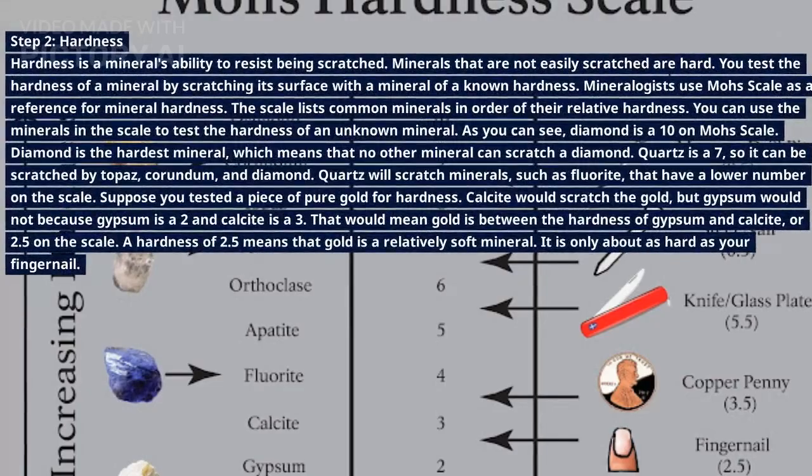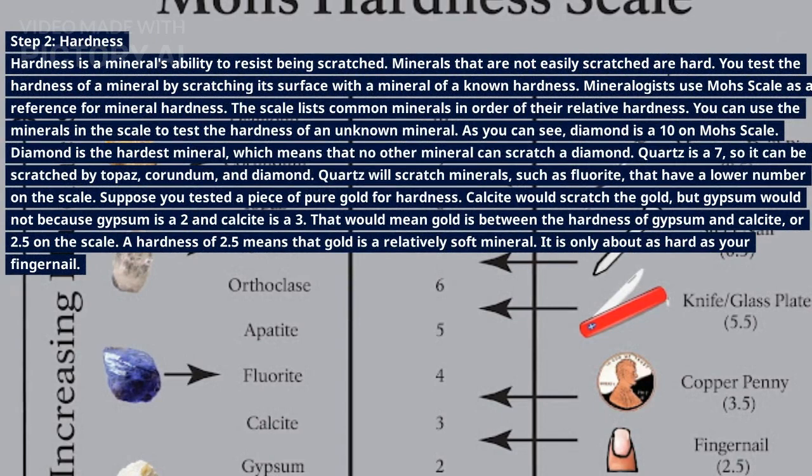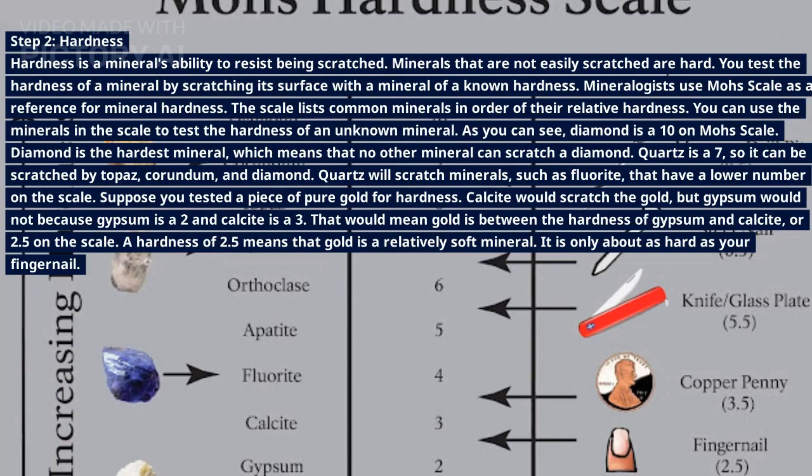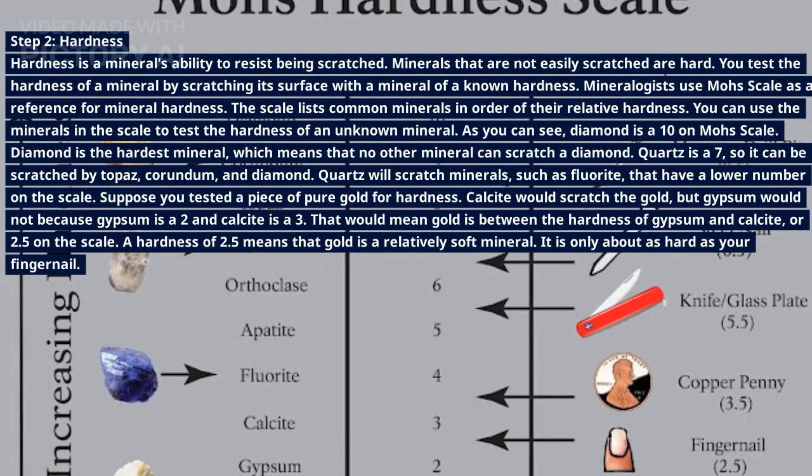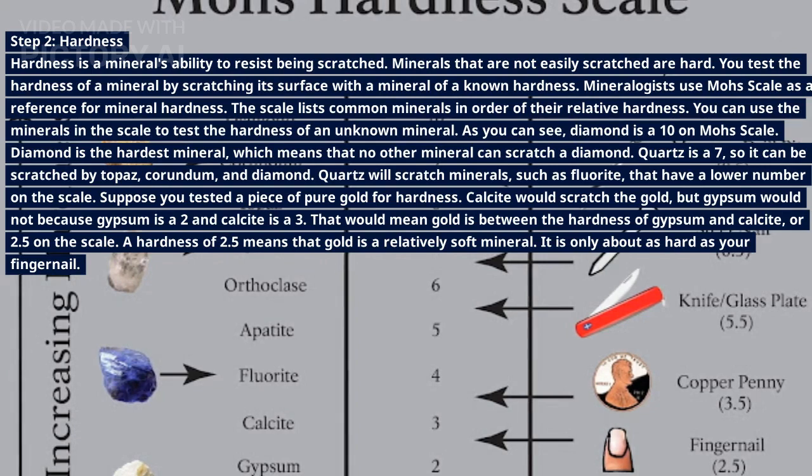Step 2. Hardness. Hardness is a mineral's ability to resist being scratched. Minerals that are not easily scratched are hard. You test the hardness of a mineral by scratching its surface with a mineral of a known hardness. Mineralogists use Mohs scale as a reference for mineral hardness. The scale lists common minerals in order of their relative hardness. You can use the minerals in the scale to test the hardness of an unknown mineral.